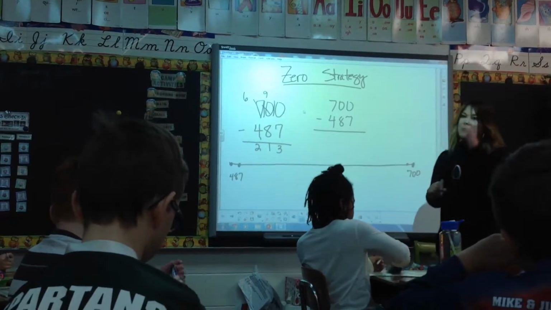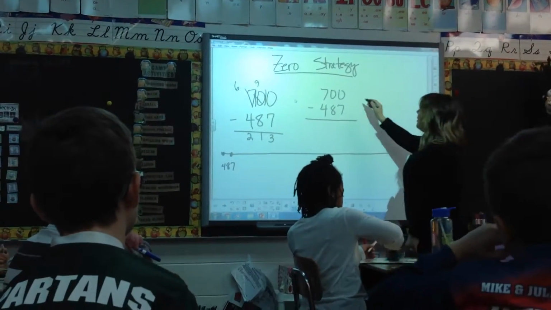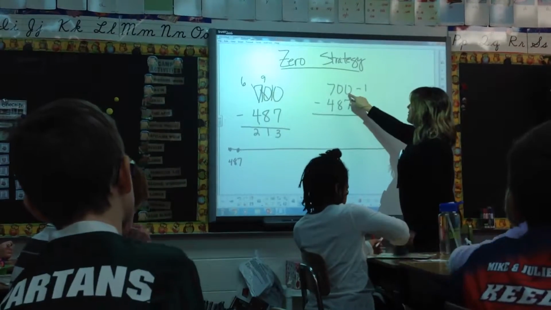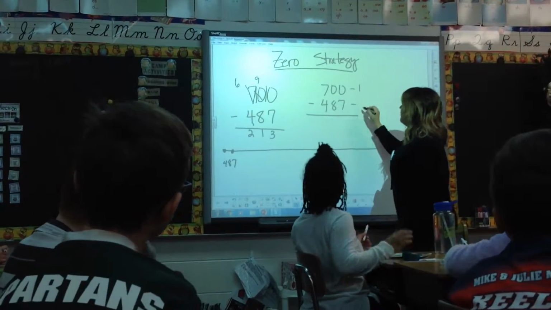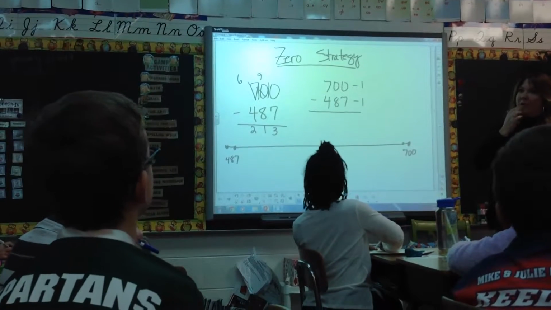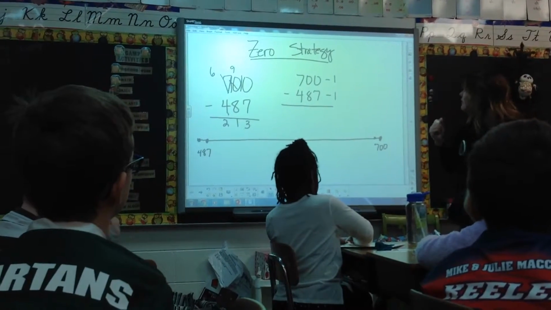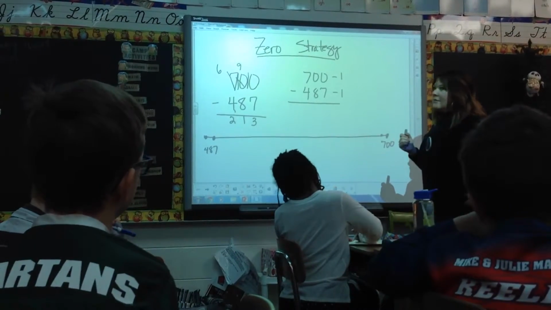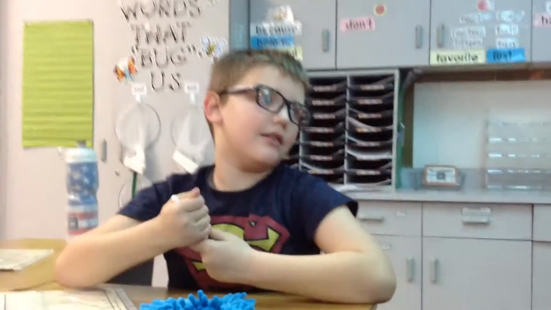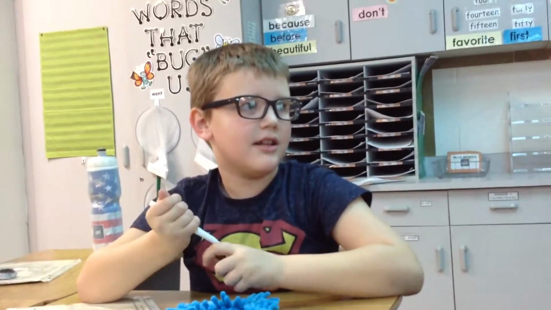Same problem, correct? Yes. And we already talked about if I change both by subtracting 1. Why would I want to subtract 1 from 700 in this case? What happens when I subtract 1 from 700? Where am I going to be, Wink? You're going to be at 699. Now I'm at 699. What do you notice about 699?